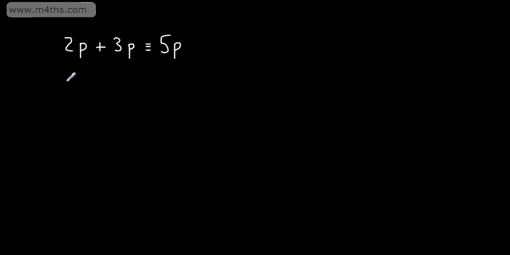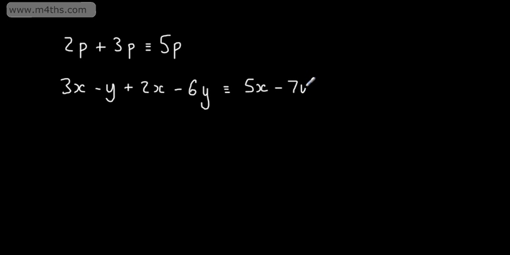If I have, for example, now 3x minus y plus 2x minus 6y, we can go ahead and collect like terms. The x's are like terms and the y's are like terms. So 3x plus 2x will give me 5x. We've got minus 1y minus another 6y. That will give me minus 7y. So we could say that we simplified these expressions as 5p and 5x minus 7y.